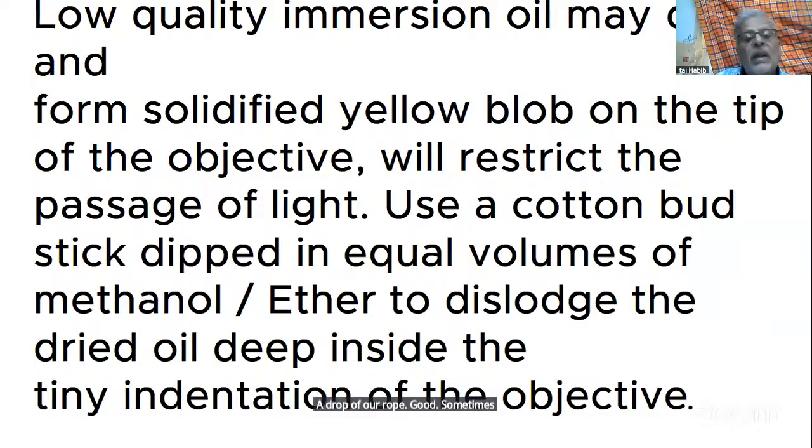Sometimes you also get a yellow blob stuck on the objective, power 40, even power 100. So to remove this, you just take a cotton bud, dip it in methanol, which is half methanol, half ether, and you dislodge it. This happens quite often in cheap oils. So what is the solution? One, you must cover the oil from dust. Two, you have to check your oil for solvents.